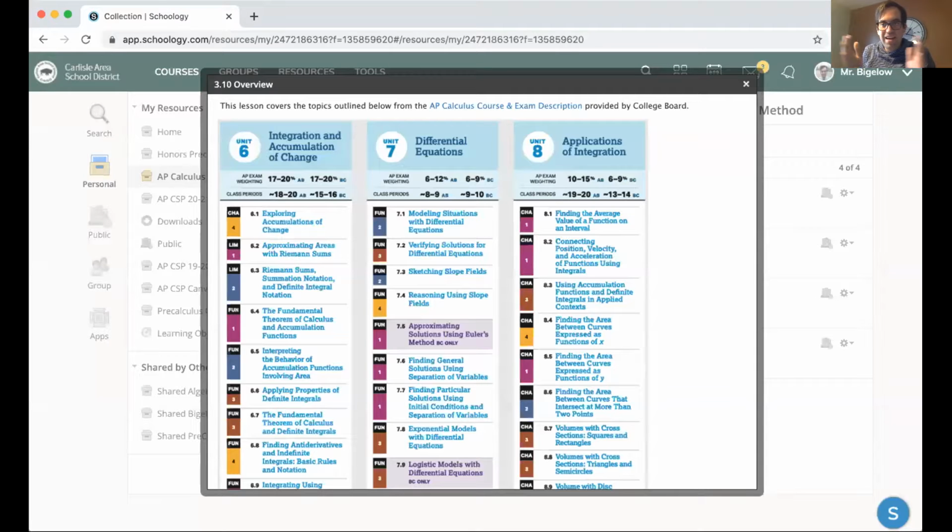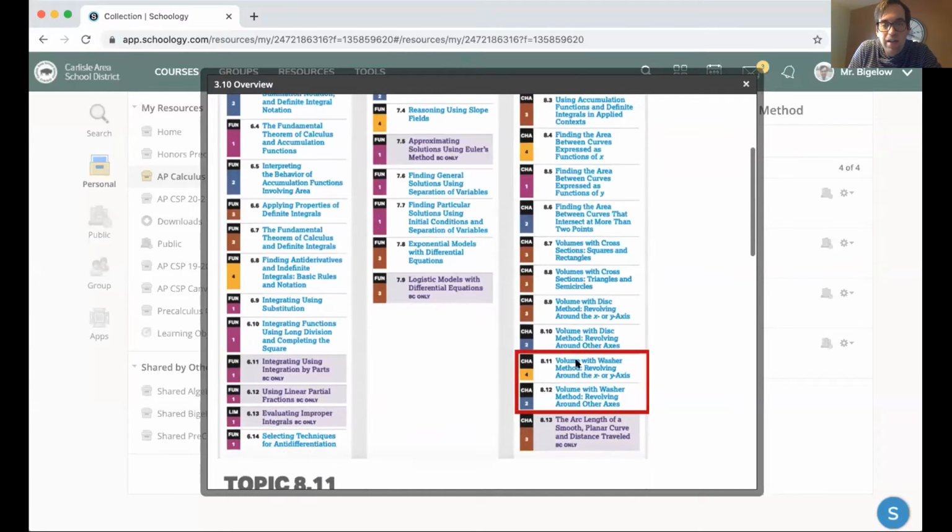We made it, everybody. Hey, Calc BC, welcome to the last lesson in our Unit 3, 3.10, Volume with the Washer Method. If you take a look at the College Board's units, we're in Unit 8, as we have been, and this is our last two chunks of Unit 8. That's Lesson 11 and 12, Volume with the Washer Method, revolving around the X or Y axis and revolving around other axes. That's what we're going to be combining in today's lesson.